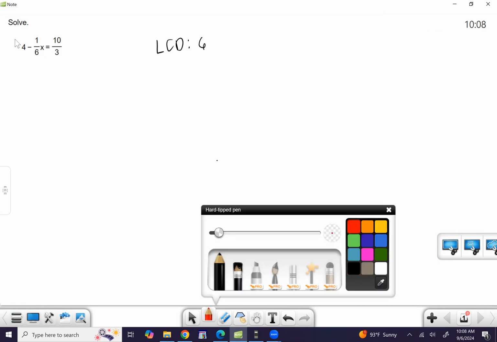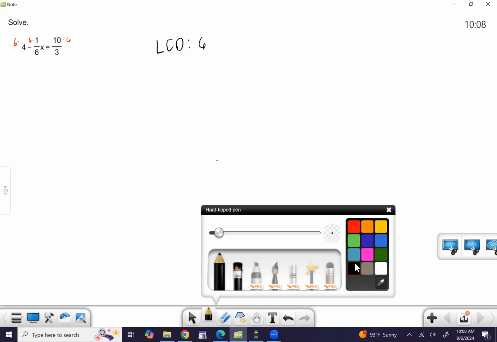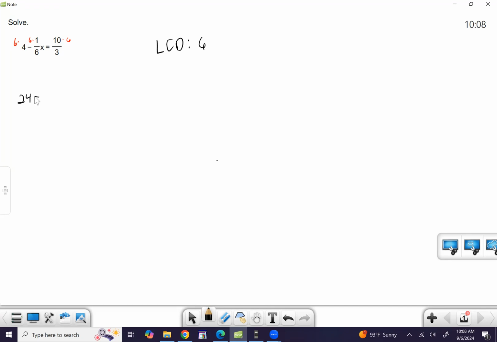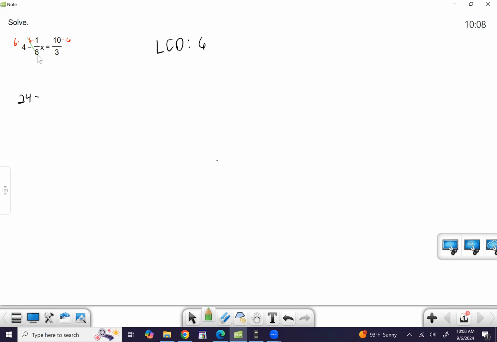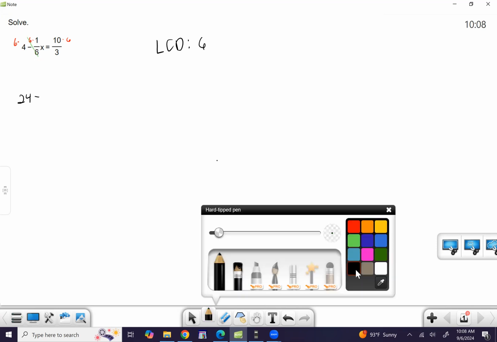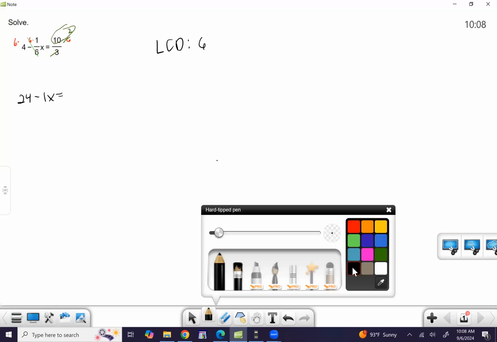So we are going to multiply every single numerator by a 6. All right, so for the first one, 6 times 4 is 24. For the next one, the two 6s will cancel because one's in the numerator and one's in the denominator. So they'll divide out to make a 1. So then we have minus 1x equals, and then 3 goes into 6 twice. So when we multiply the leftovers, we get 20.